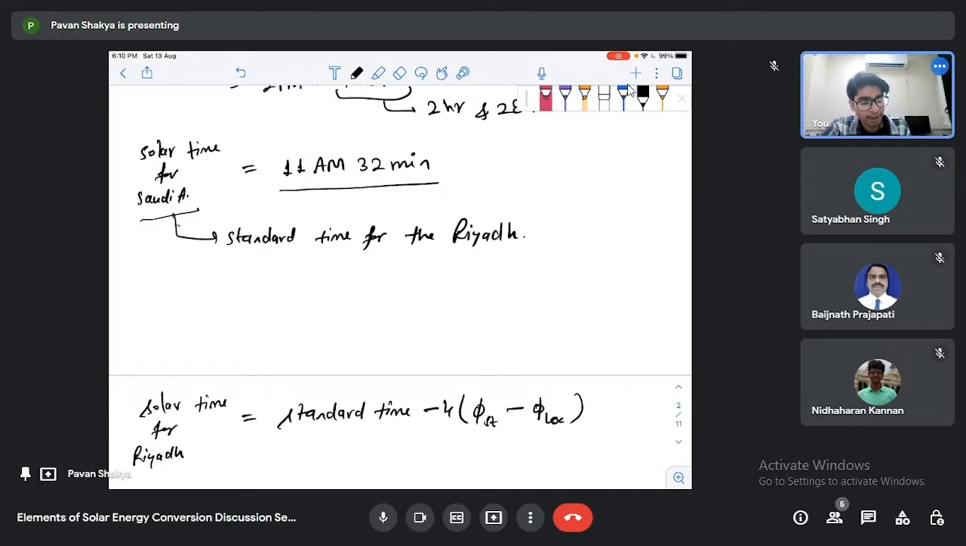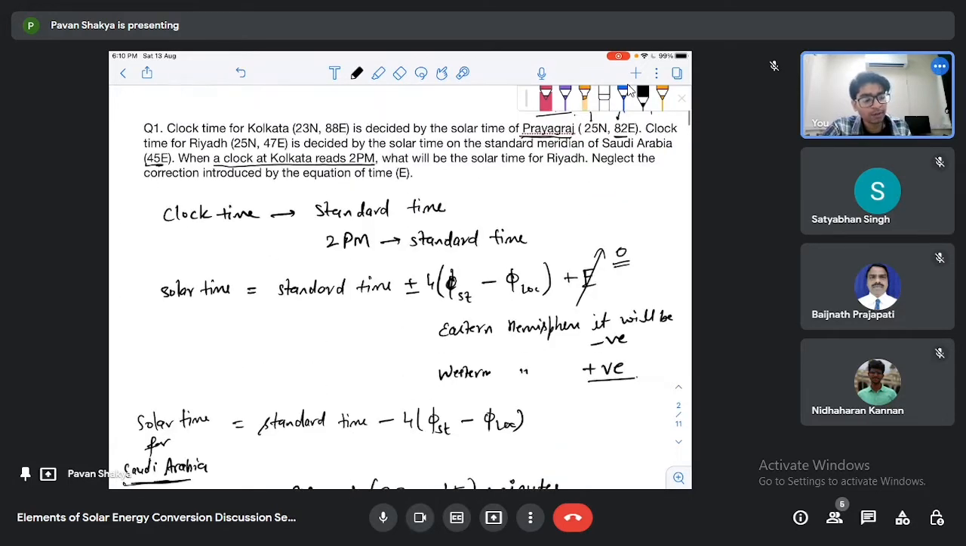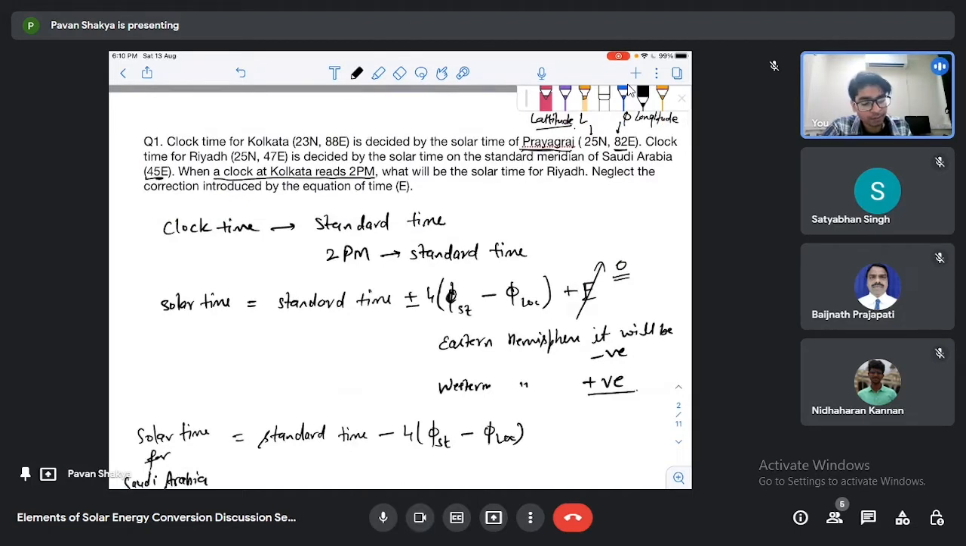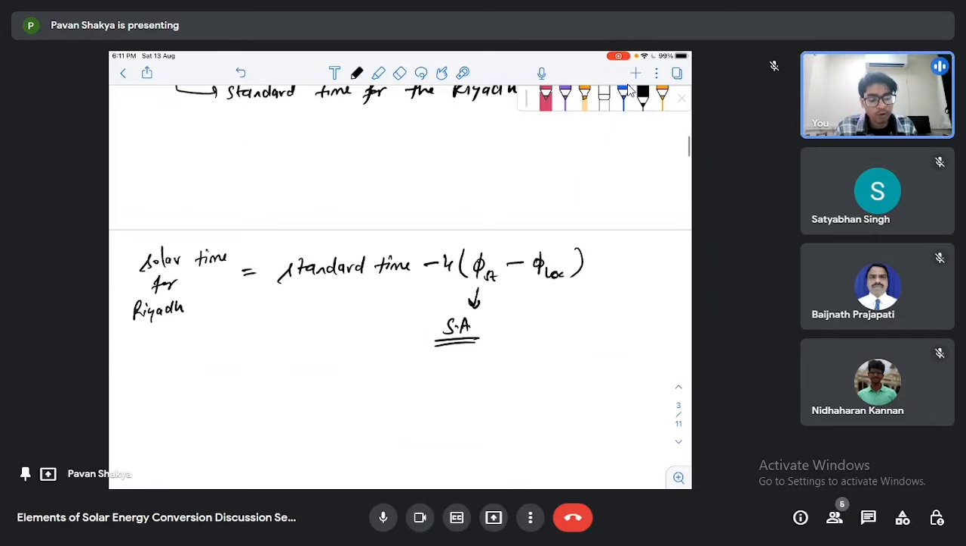So now here the longitude of standard will be for Saudi Arabia, because it is given in the problem that the solar time on the standard meridian of Saudi Arabia should be taken as standard for Riyadh. Also, for Riyadh the longitude is given as 47 east. Both the coordinates are in east, that's why I have taken the negative sign.